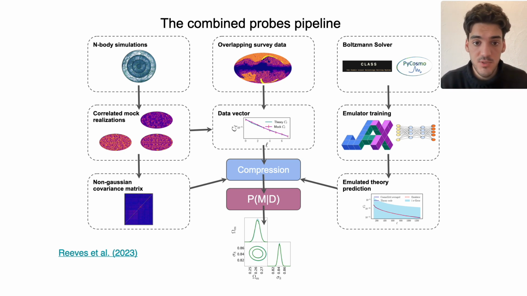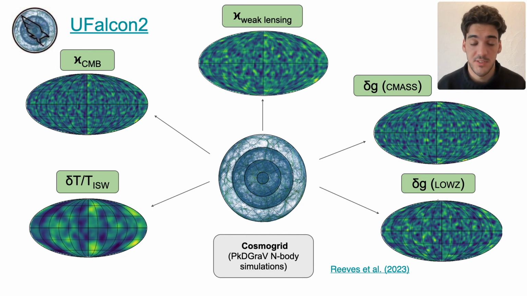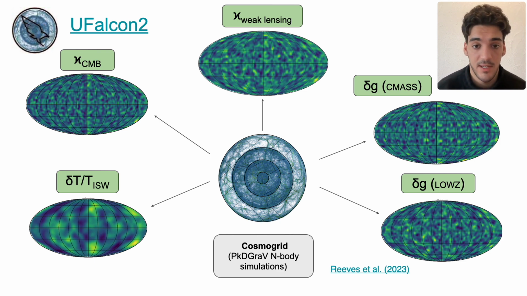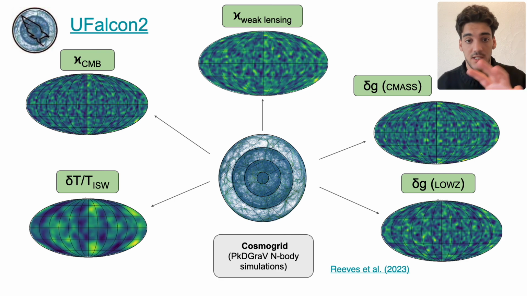So I just want to focus in on the left-hand side of this plot and talk a bit more about the simulation processing pipeline, because this is one of the things that we released along with the paper, a publicly available UFalcon 2 code. And what this code is designed to do is to take input N-body light cone simulations and produce signal realizations of all of these different probes.